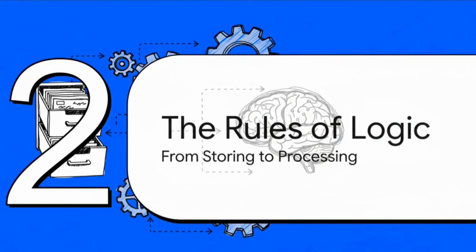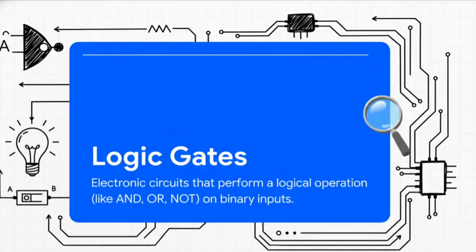Okay, so we can store information now. That's great. But right now, all we've built is a very, very fancy digital filing cabinet. How do we get the computer to actually do something with that information? How do we build its brain? The answer is something called logic gates. This is where things get really clever.